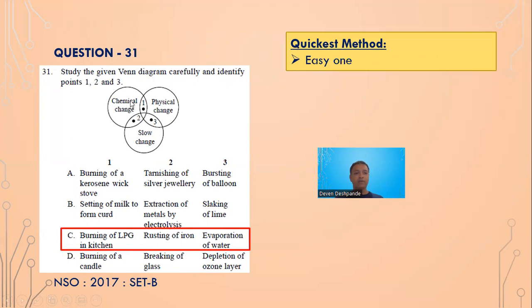Number 2, it's a chemical change and slow change. So rusting of iron is a chemical change, and it's a very slow change because iron rusts very slowly, isn't it? And number 3, physical change and slow change, evaporation of water. It's a very slow change. If you have a glass of water, evaporation is still happening, but you cannot see it because it's very slow change. And it's a physical change because water is turning from liquid to gas. So it's a physical change as well.